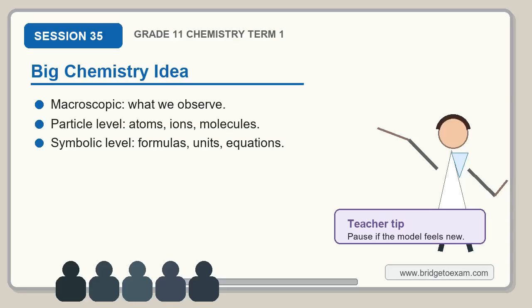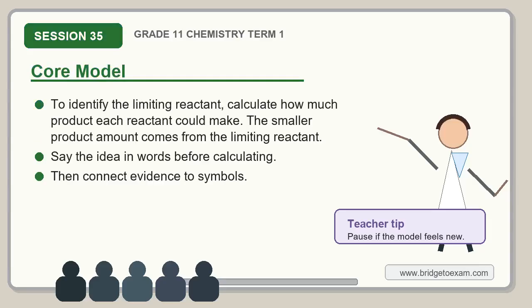When you feel stuck, ask, what did I observe? What are the particles doing? And what symbol or calculation represents it? The core model is this. To identify the limiting reactant, calculate how much product each reactant could make. The smaller product amount comes from the limiting reactant. Do not rush to an answer. Build the model first, then let the model guide the calculation or explanation.